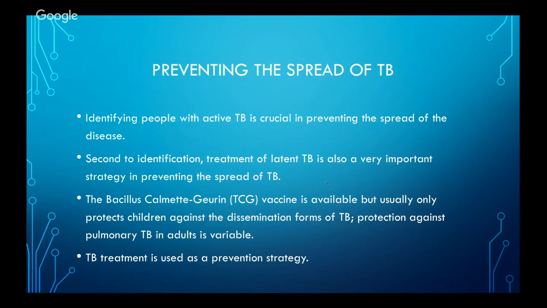First, identifying people with active TB is crucial so treatment can begin. Treating latent TB, as discussed, is also very important for prevention. There is a BCG vaccine available, but it doesn't cover all forms of TB. Treatment is used as a prevention strategy due to reducing the risk of a person unknowingly spreading the TB.